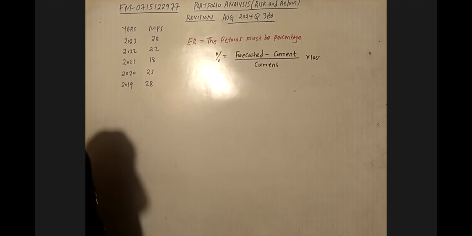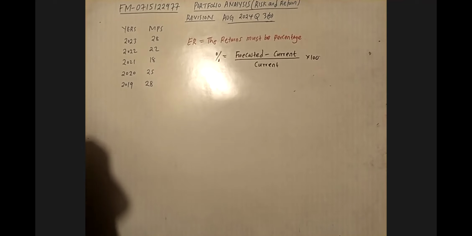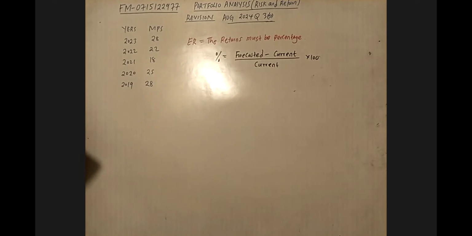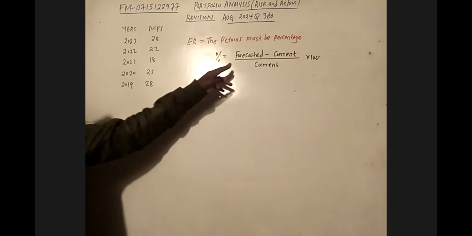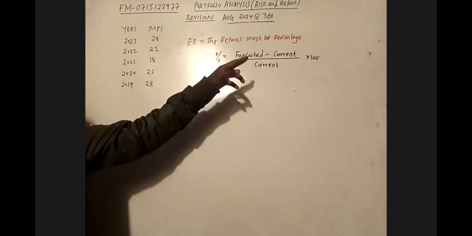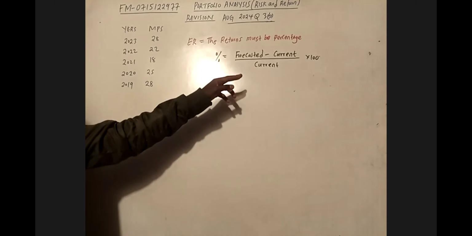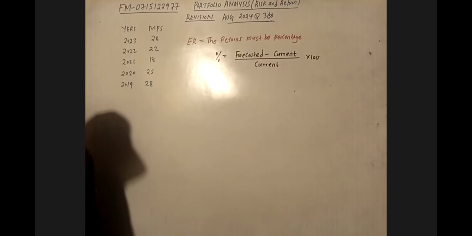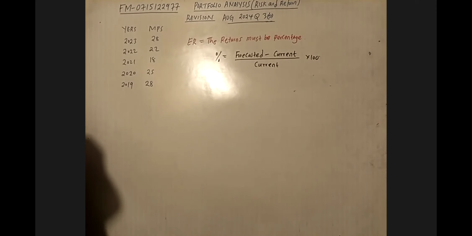It's okay. So I was saying, for you to compute the percentage, you need to use this formula: forecasted market price minus the current market price, you divide by the current market price. Is that the formula that we gave yesterday? I think that was the formula.